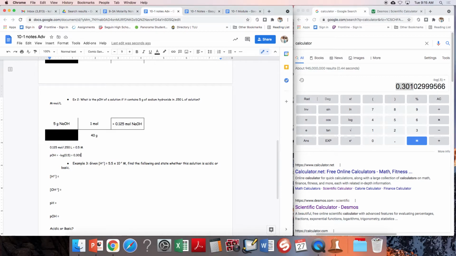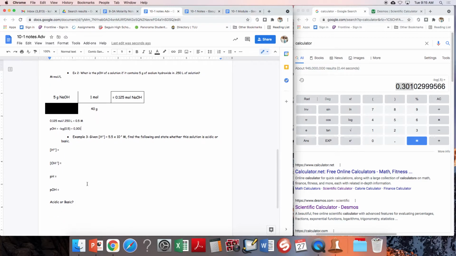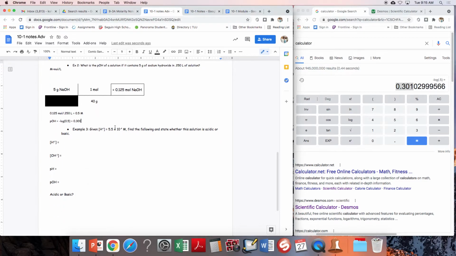Notice, I'm not putting a unit on that. pH and pOH are legitimately naked numbers. There is not a unit to put there. Concentration is molarity. pH and pOH are just numbers. All right, last but not least, given an H of 5.5 times 10 to the minus 4 molar, find all of these things that we can find and state whether the solution is acidic or basic.